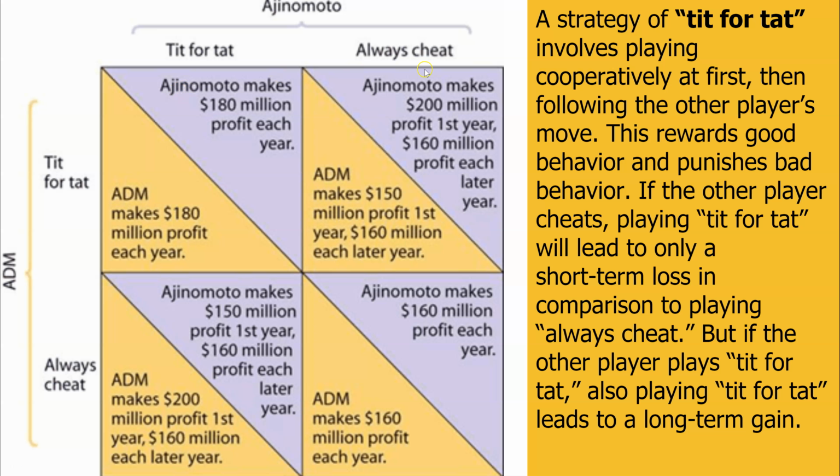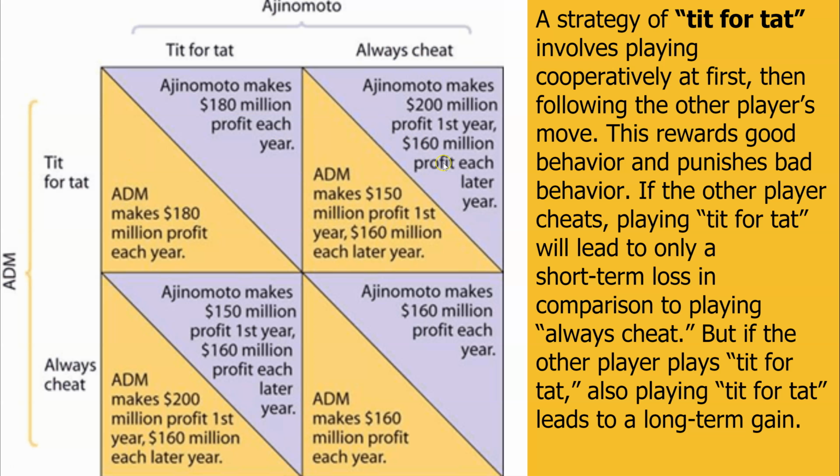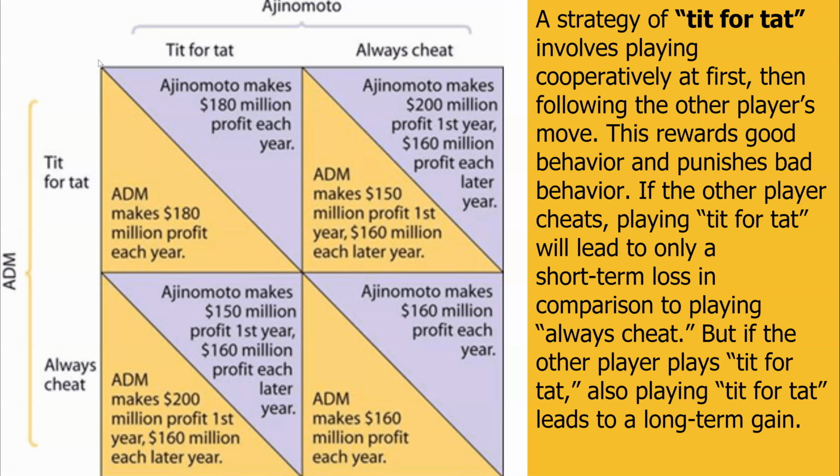But if they move out of that space, they're going to make more money for the first year, but eventually they're going to make less money than they made in the tit for tat box, okay? Because notice they're going to make $160 million the second year, okay? And the idea there is you kind of go back and forth in terms of profit and loss. You make more money one year, but you make less the next year, and hopefully it evens out in the end.